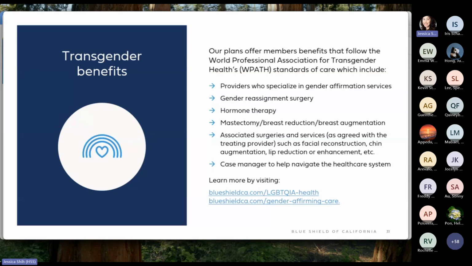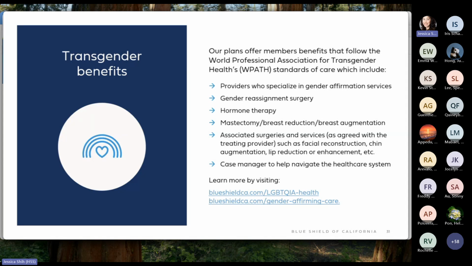A case manager is assigned to help navigate the healthcare system. You can learn more by visiting blueshieldca.com/LGBTQIA-health or blueshieldca.com/gender-affirming-care.